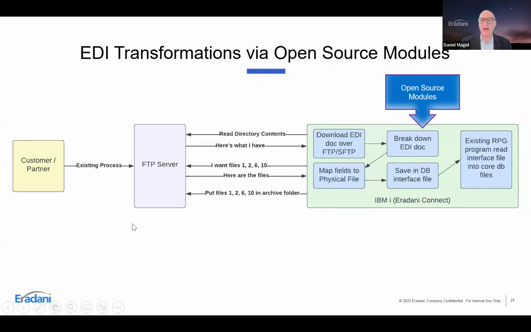We had another customer that wanted to automate their EDI process, and they were getting EDI files to an FTP server. And so they had a series of steps they needed to go through so that they could get that EDI document and then process it with an open source module that would map that data into the files on their IBM i. So again, multiple processes to get there, but they were able to replace their EDI software with an open source module to do the same kind of process.